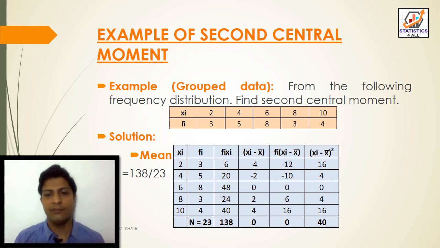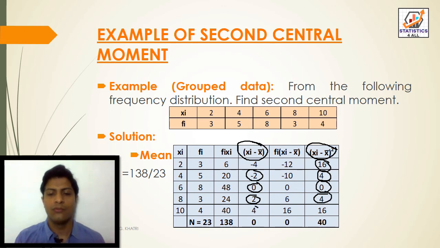So after finding fi into (xi minus x bar), we have to find (xi minus x bar) whole square. So minus 4 square is equal to 16. Minus 2 square is 4. 0 is 0. 2 square is 4. 4 square is 16. Now we have to find the total of (xi minus x bar) whole square, and we get the value 40.